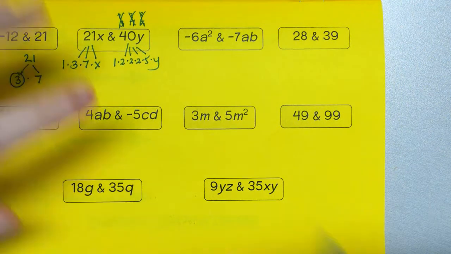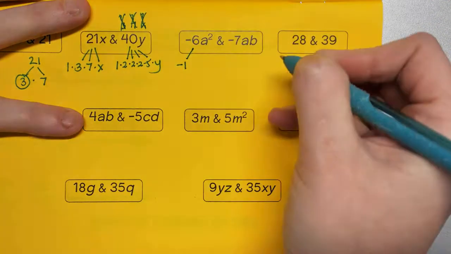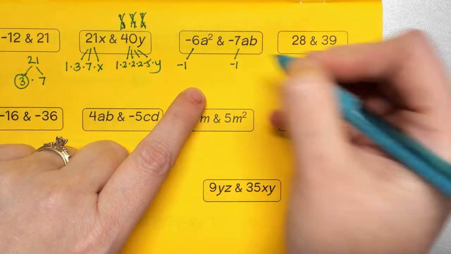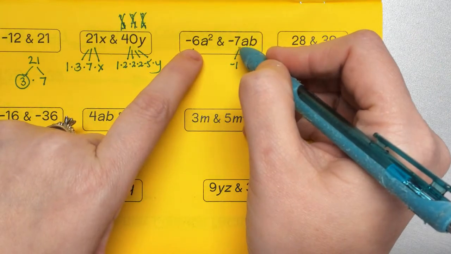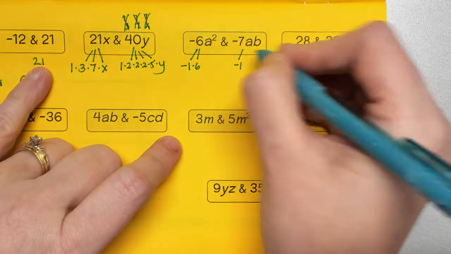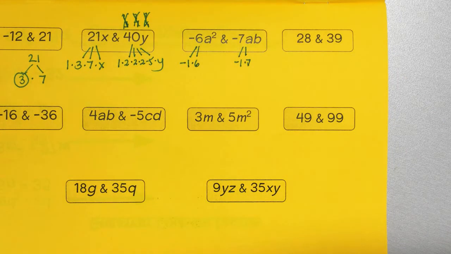Okay, for this one, I know that it's -1. It's got a -1, and so does this one. Now, do 6 and 7 have anything in common? No, 7 is prime, so I can just put times 6 here and times 7 there, because I don't need to take 6 any further.